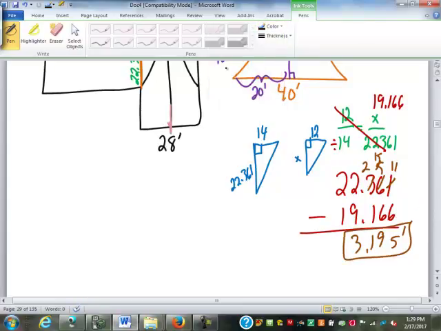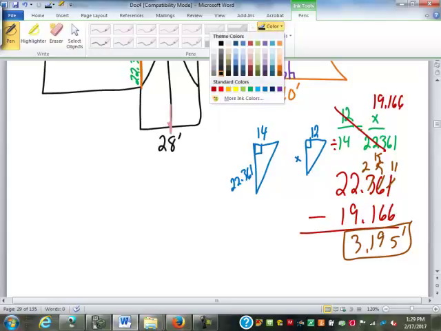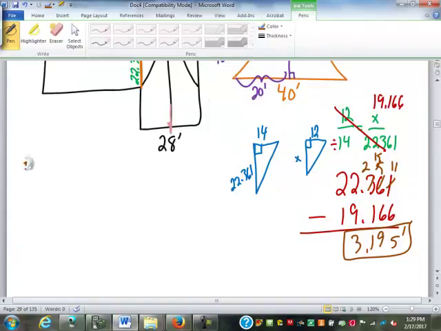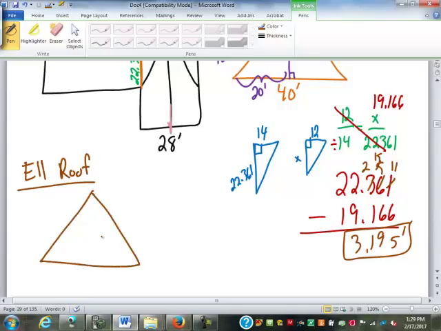Good deal. That wasn't so painful, was it? Good. Now let's look at the L roof side. L roof side, we got a span of 28 feet. Do we know the slope? No, we do not. Do we care? No.